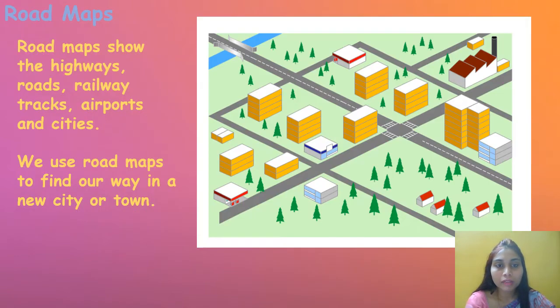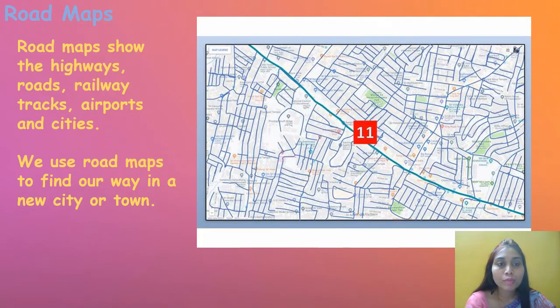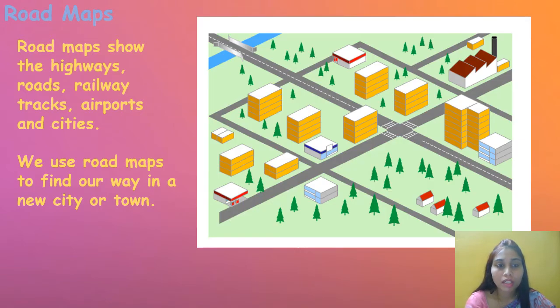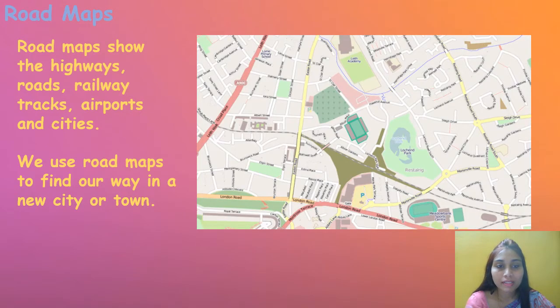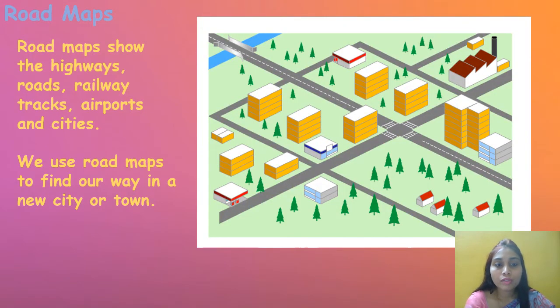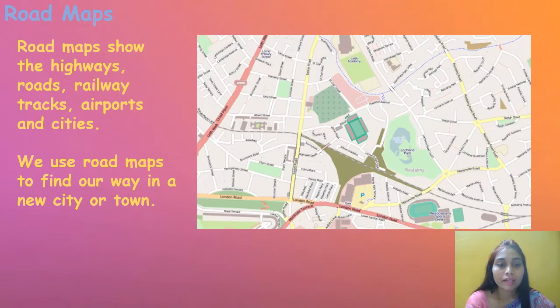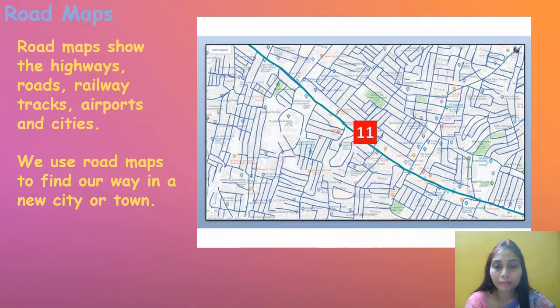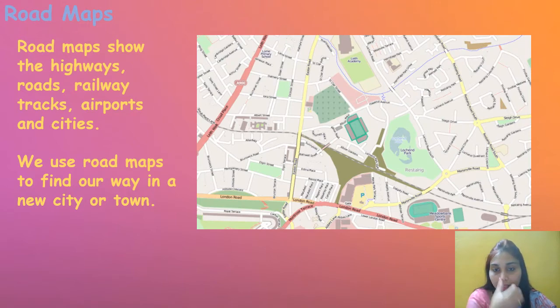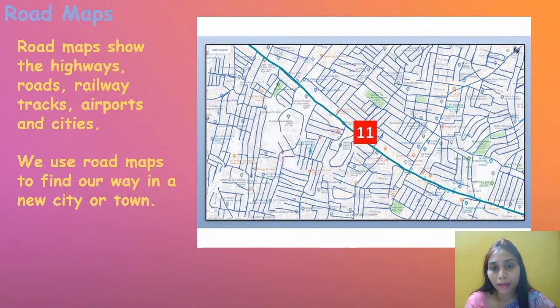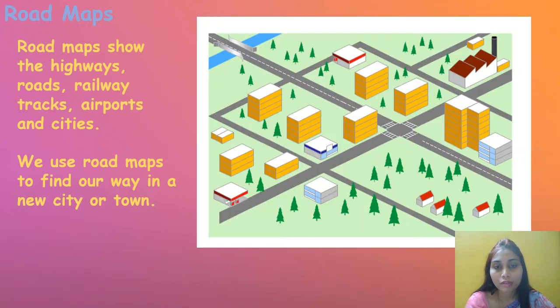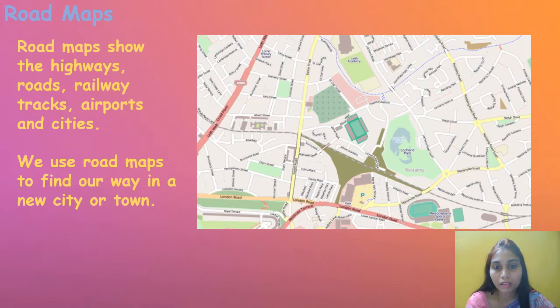Next we'll learn about the road maps. Road maps show the highways, roads, railway tracks, airports and cities. We usually use these road maps to find our way into a new city or a town. These road maps are usually similar to a Google map. These days, most of us are using Google Maps. Why? Because they are very convenient for us.